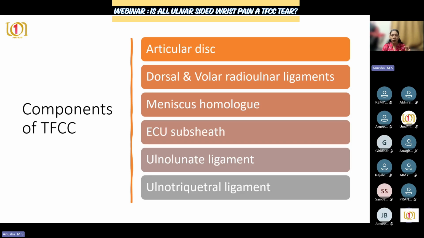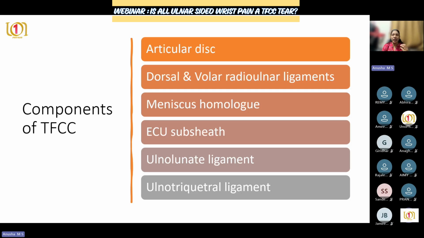So the major role of this TFCC is the stabilizing role of the distal radio-ulnar joint. And the TFCC also cushions the forces that come to the wrist. If you go to the research studies, only 20% of the force goes through the TFCC. The remaining 80% goes to the radial side. So the TFCC has to handle only this 20%.